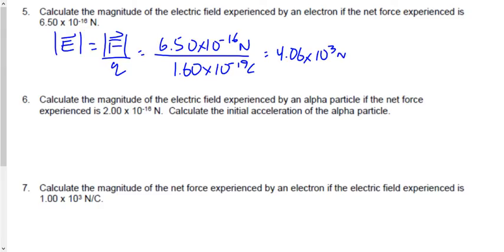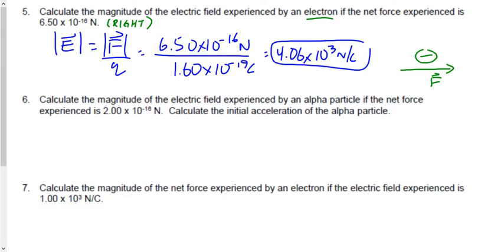Now, you weren't asked about the direction. There's no way that you can give me the direction here because you don't know which way the force is pointing. But let's add to this question a little bit. Let's say the force is to the right. Which way would the field be pointing if the force was to the right? It's a negative particle. It's an electron. If the force was to the right, then the field would be to the left.